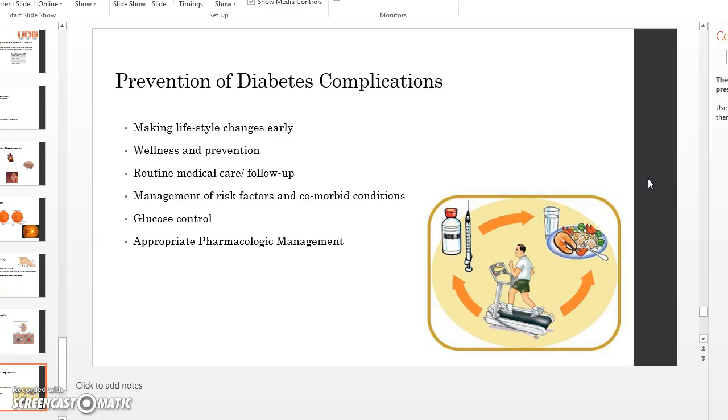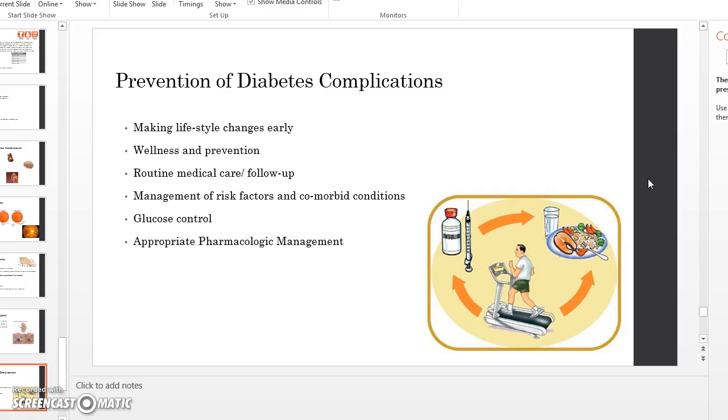So managing risk factors and comorbid conditions also is an important factor. So managing the hypertension and the hyperlipidemia and obesity, along with managing the blood sugar, are all important factors in reducing the complications of the diabetes. So obviously glucose control is going to play a major factor there as well, and using appropriate pharmacological management, which we're going to spend a lot of time talking about with Dr. Fraser.